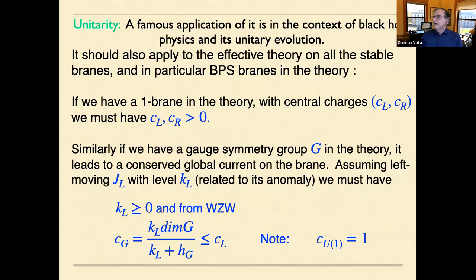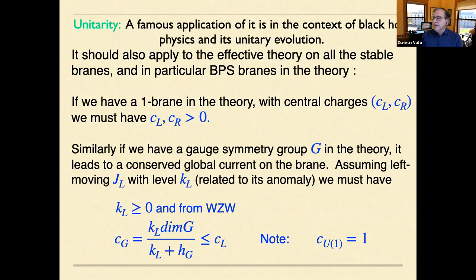Now, unitarity, of course, is a sacred principle for us, and we believe in it. And a famous example of it is in the context of black hole physics and its unitary evolution, which is still being discussed and studied. It's not a trivial statement by any means, but we believe it should hold. And it should also apply to the effective theory on all stable branes in the context of quantum gravity as well. So it is not just the unitarity of a scattering of gravitons, let's say, in the bulk, but also the unitarity of any objects within that theory.